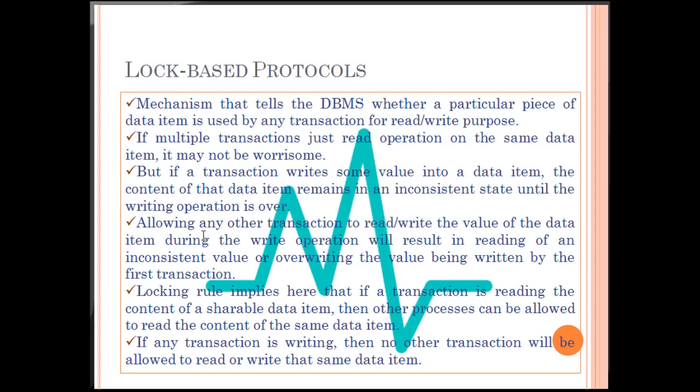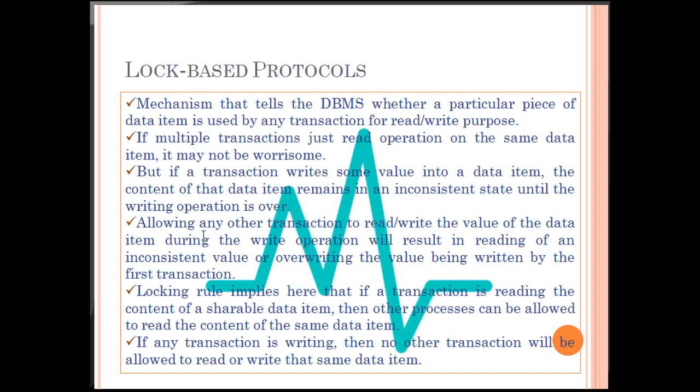Lock-based protocols. A lock is nothing but a mechanism that tells the DBMS whether a particular data item is being used by any transaction for read or write purposes. Since there are two types of operations, read and write, whose basic natures are different, the locks for read and write operations may behave differently. Read operations performed by different transactions on the same data item pose less of a challenge. The value of the data item, if constant, can be read by any number of transactions at any given time. Whereas the write operation is something different.